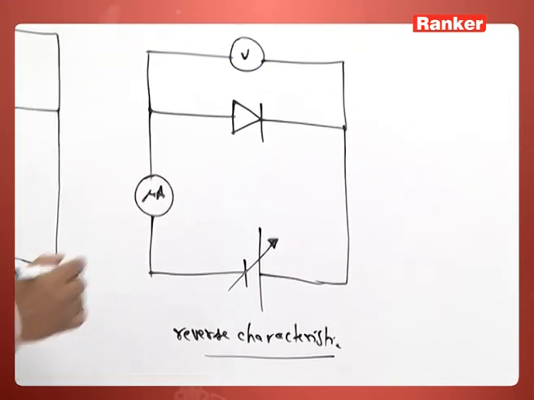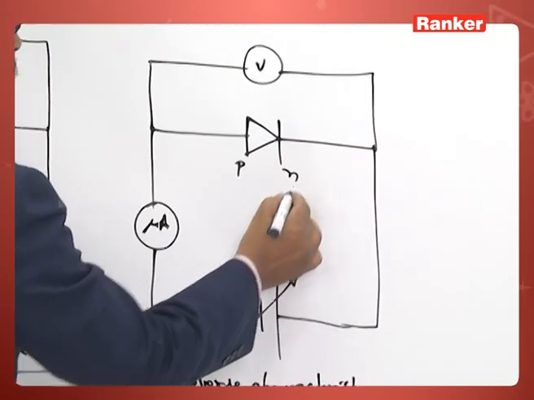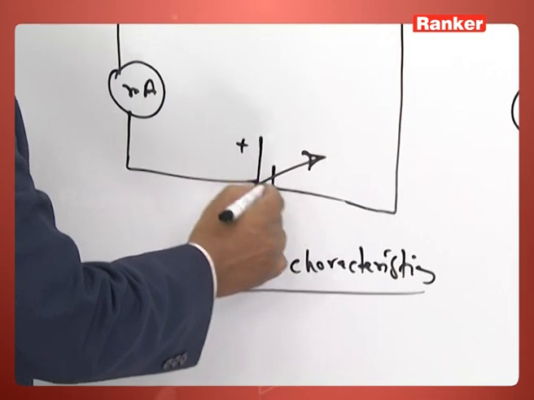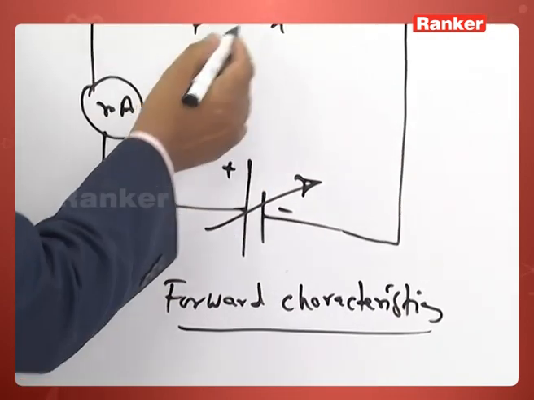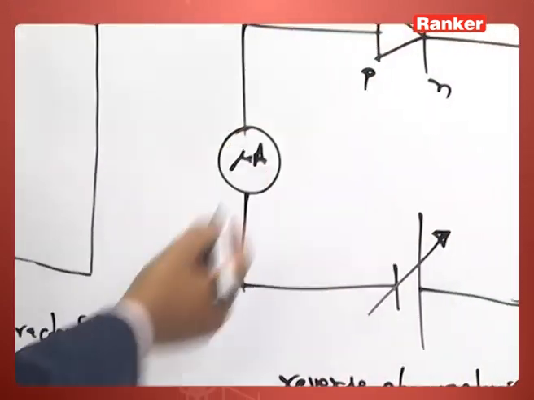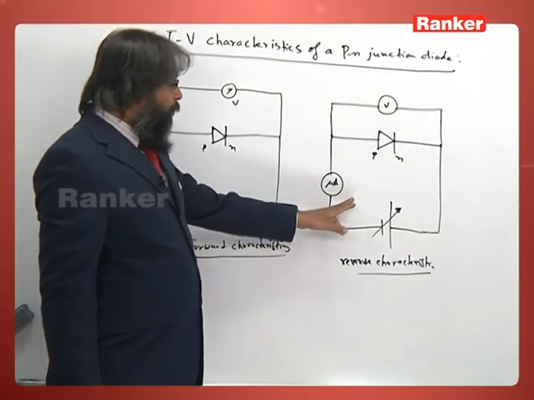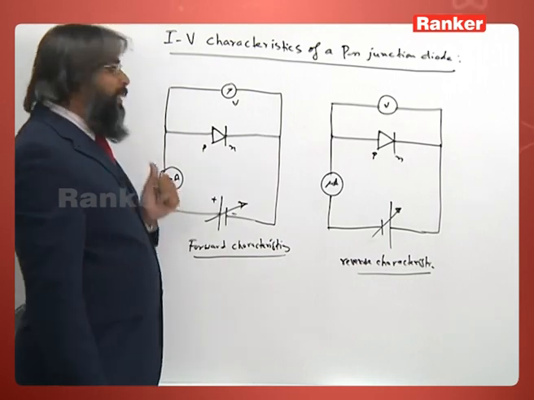This is a PN junction, this side P and this side N. You see this P is connected to the positive terminal, so this is forward biased and this is reverse biased. The order of current measured is here: a microammeter is used, and here a milliammeter is used.